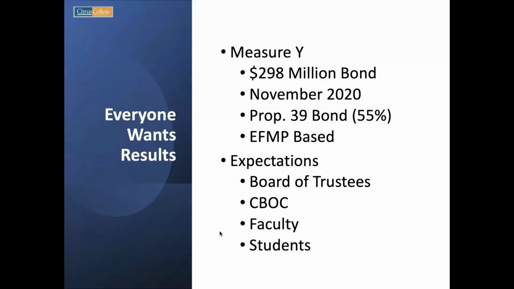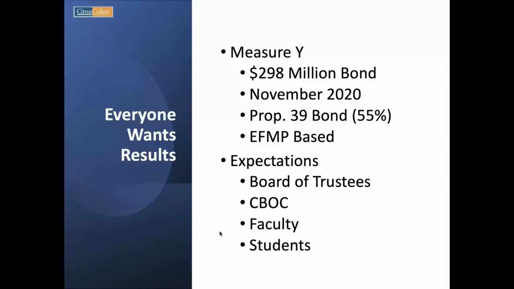Namely the ones of primary importance, of course, the Board of Trustees. Being that it is a Prop 39 bond, we have a CBOC, a Citizens Bond Oversight Committee. That is one of the requirements that a district has to have and organize and manage if you have a 55% Prop 39 bond. All of our bonds that we passed in the district have always had a bond oversight committee. Faculty has expectations. They want to see their new buildings in place, and then of course the students do.